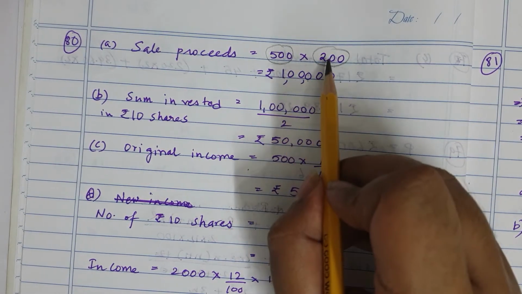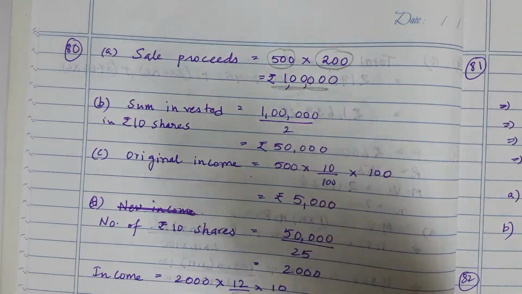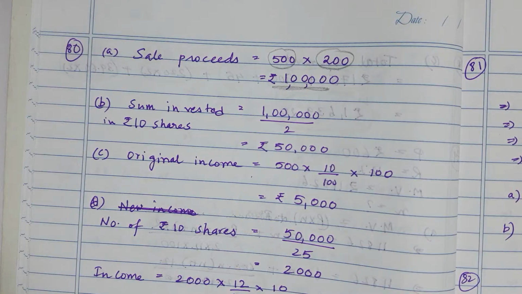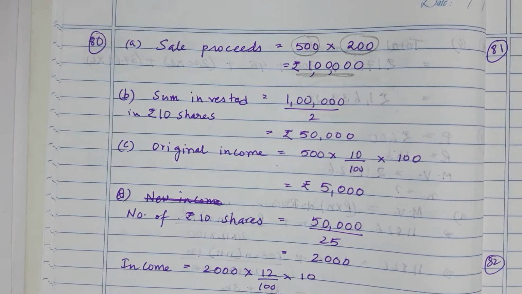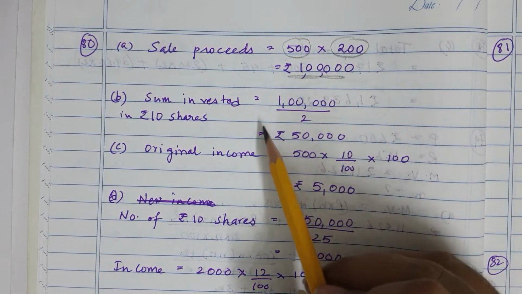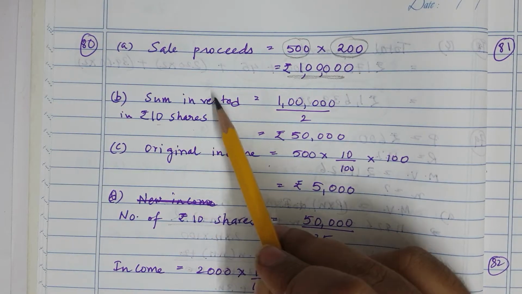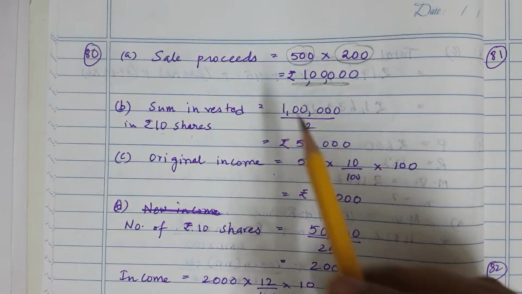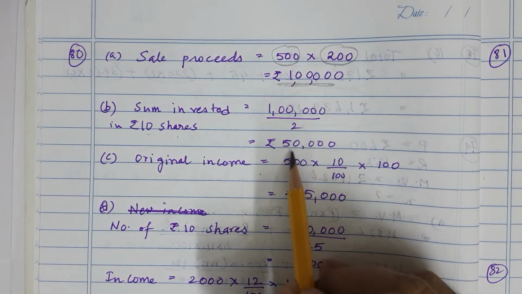This multiplied gives me 1 lakh rupees. So after selling the 500 shares, he receives 1 lakh rupees, that is his sale proceeds. Then half of the sale proceeds is invested in one type of shares, the 10 rupees shares. So the sum invested in 10 rupees shares is half the sale proceeds. 1 lakh half is 50,000.